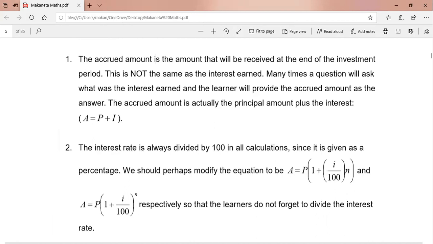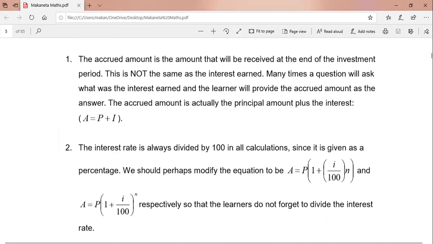And then we should also remember that the accrued amount will be the amount that will be received at the end of the investment. So that is the accrued amount at the end of the investment. And this is not the same as the interest. This is the total amount. It means this is the original amount that you invested plus the interest, and that gives you the accrued amount.